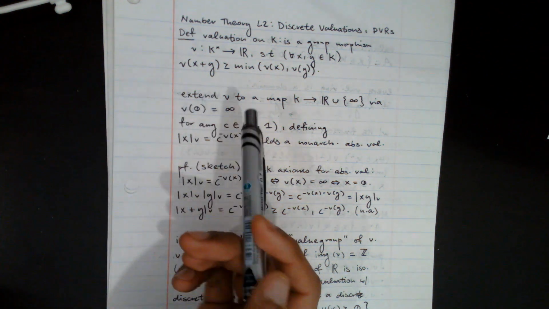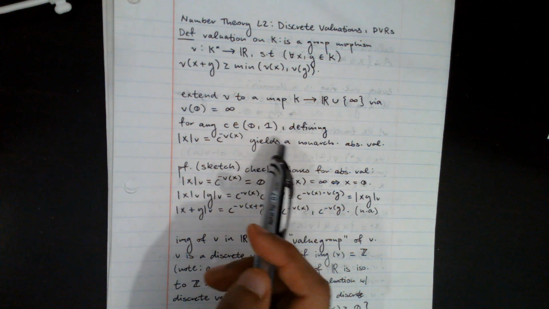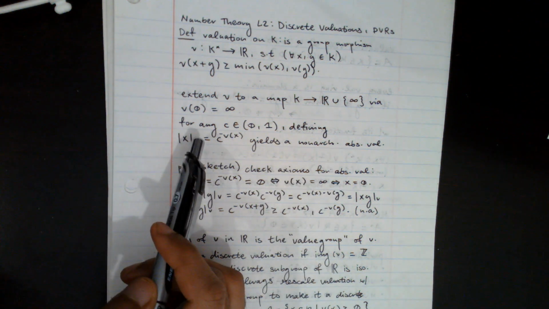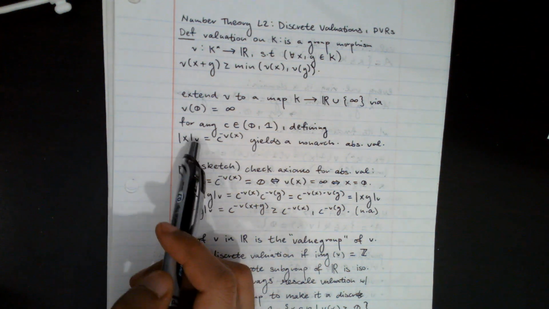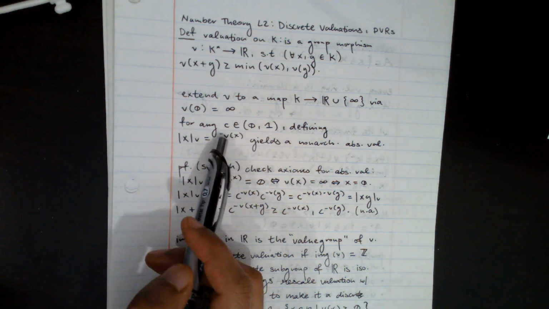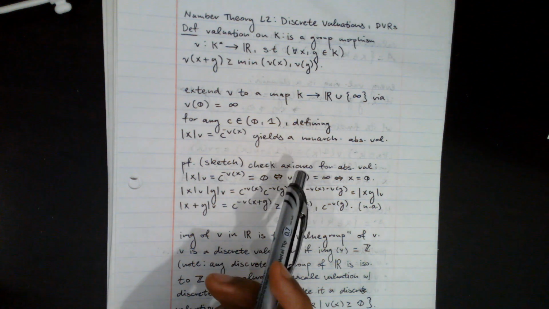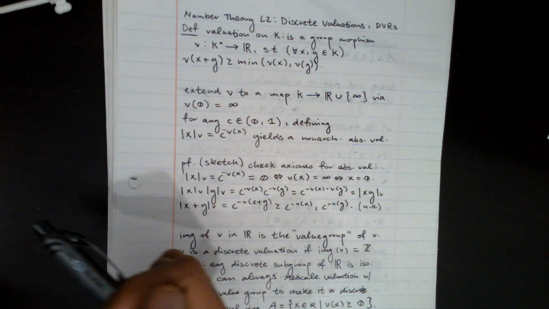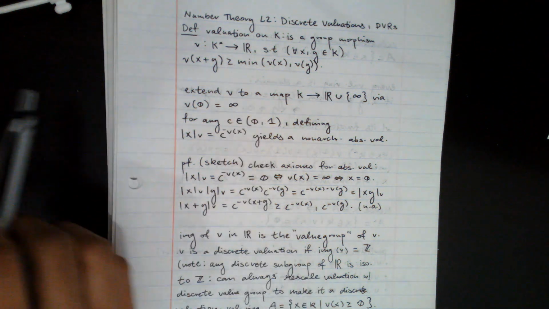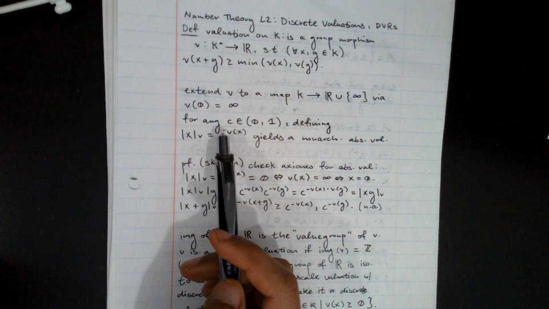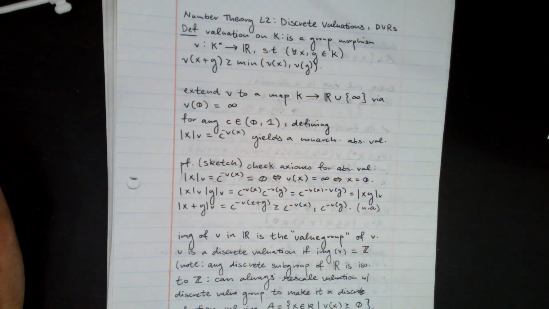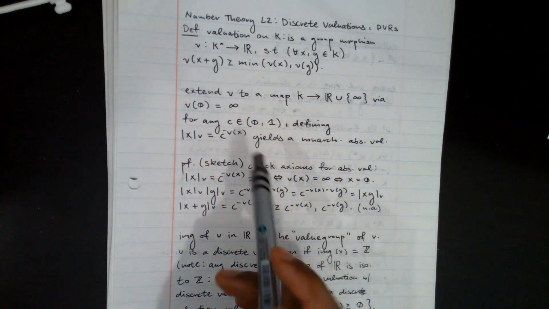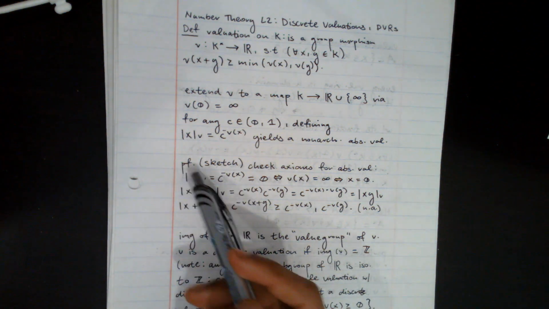For any constant c strictly between 0 and 1, we can define the absolute value with respect to some valuation v, where you set the absolute value of x to be equal to c to the power of negative v of x. And when we looked at, for example, the p-adic absolute value, we took c to be something convenient like just 1 over p. So this yields a non-Archimedean absolute value, and we can sketch the axioms out really quickly here.